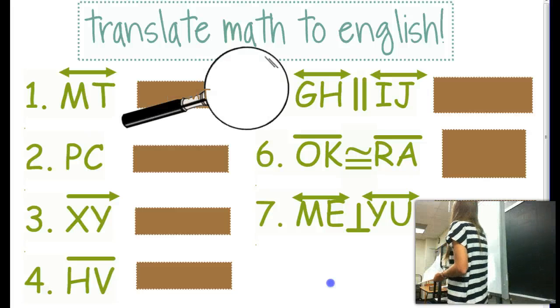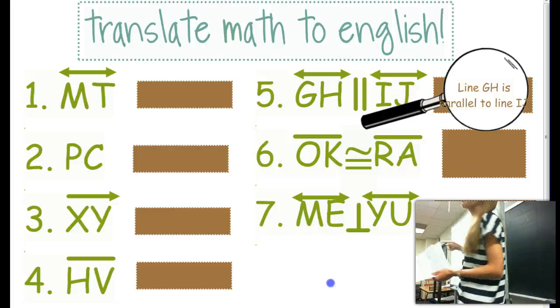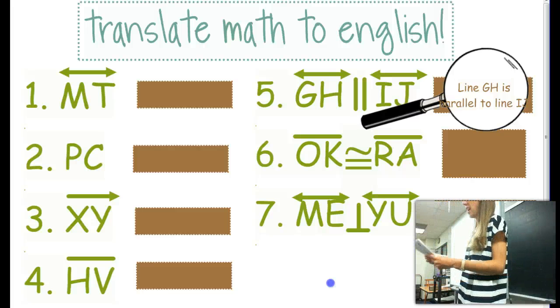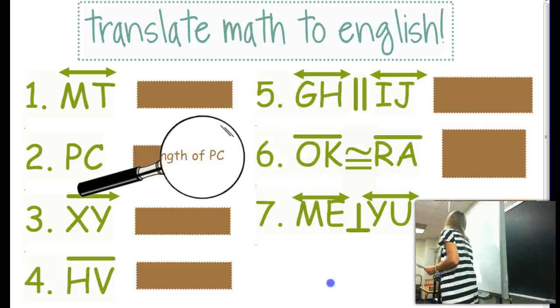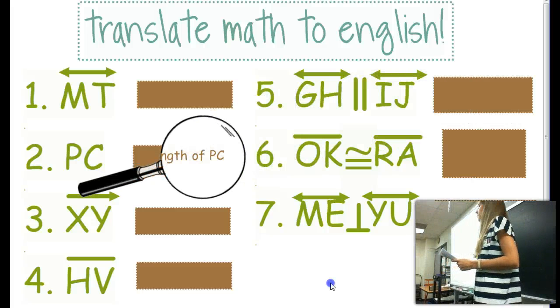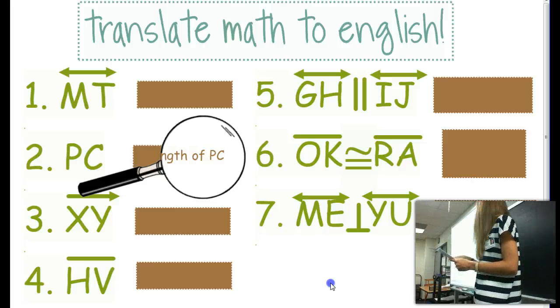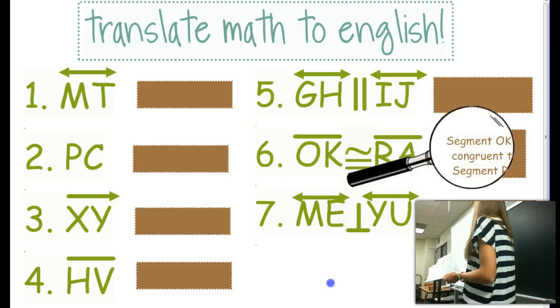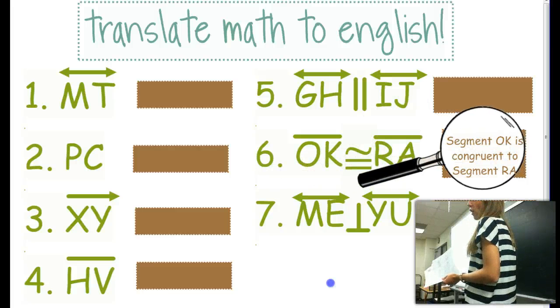Ding, ding, ding, ding, ding. Line GH is parallel to line IJ. Very good. Okay. Elijah, number 6. Right here. Ooh, help him out. What does that mean? Congruent to? Yes! Segment OK is congruent to segment RA.